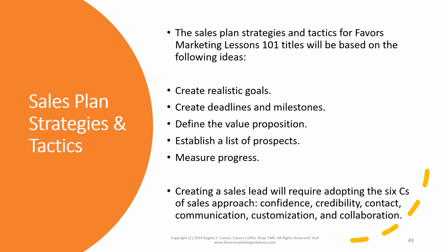So, sales plan strategies and tactics. The sales plan strategies and tactics for Favors Marketing Lessons 101 titles will be based on the following ideas. So, we need to create realistic goals, create deadlines and milestones. We need to define the value proposition, establish a list of prospects, and then measure progress. Creating a sales lead will require adopting the 6 C's of sales approach, which include confidence, credibility, contact, communication, customization, and collaboration.